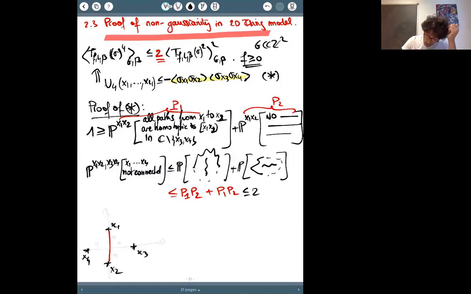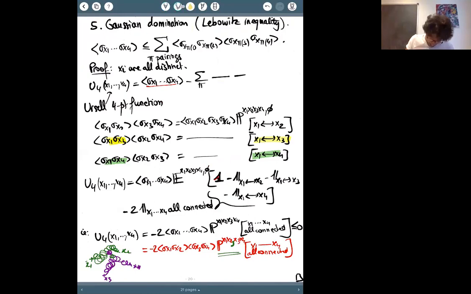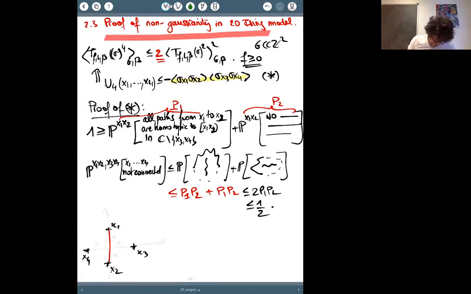But the important thing that I want to mention is that this probability of not intersecting is smaller than twice P1 P2. But if P1 plus P2 is smaller or equal to 1, twice P1 P2 is smaller or equal to 1/2. So the probability of intersection is larger or equal to 1/2. So if I go back to this formula here, I get a two, which multiplies with a probability which is larger or equal to 1/2. So I get -1 times the thing. Okay. So I'm going to rewrite it here properly.